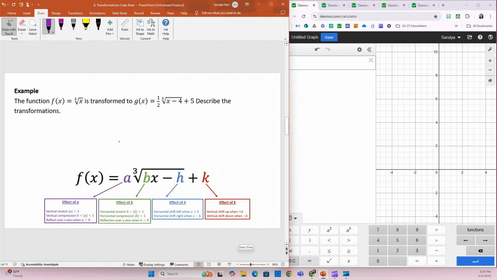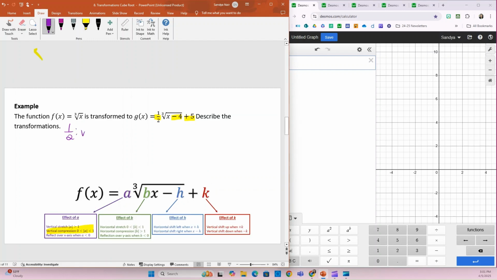So we have the function f of x equals the cube root of x transformed to g of x equals 1 half cube root of (x minus 4) plus 5. So I'm going to start off by highlighting the values that I see that have been changed from the original function. And then I'm going to list these values, and I'm going to use the study guide to help me figure out how this affects the newly transformed function. So that 1 half comes in front of the cube root. Okay, so that 1 half, the absolute value of it is between 0 and 1. So that means that that is going to create a vertical compression.